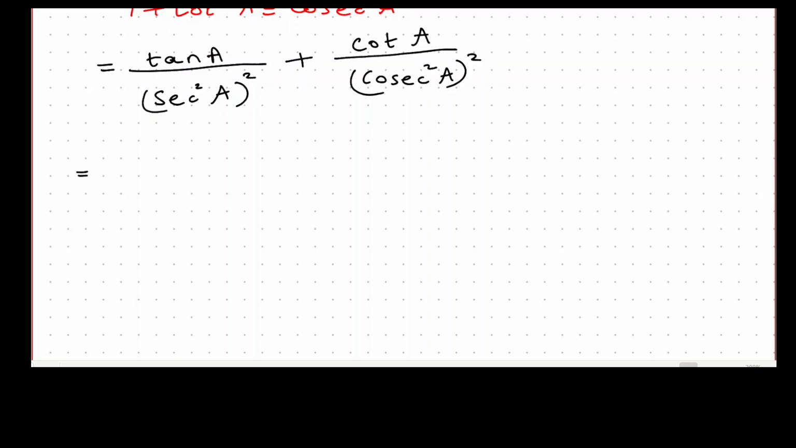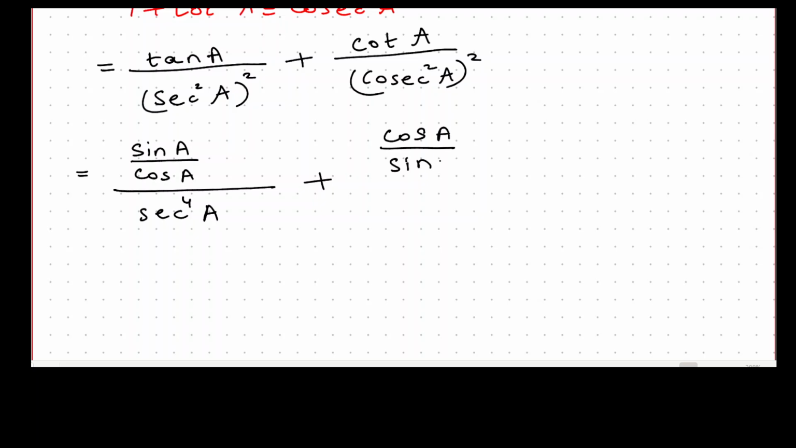In place of tan a we can write sin a upon cos a, divided by sec raised to 4a. This 2 into 2 will become 4, so we can write it as sec raised to 4a, plus cot is basically cos a upon sin a, upon again cosec raised to 4a.